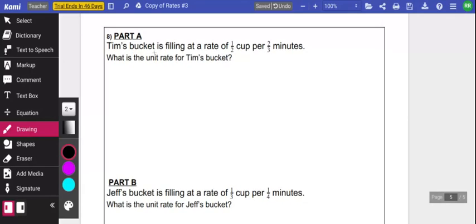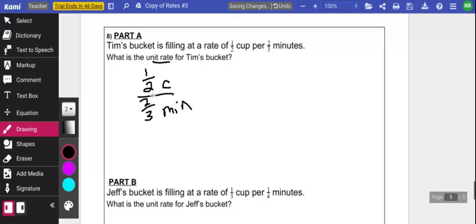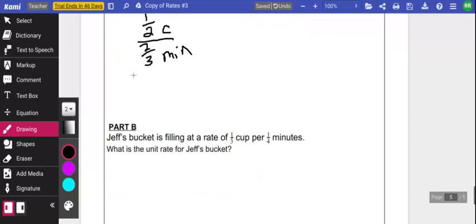Okay, part A here, Tim's bucket is filling at a rate of 1/2 cup per 2/3 minute. What is the unit rate for Tim's bucket? So I have 1/2 cup per 2/3 minute. Remember to find the unit rate. How can you find the unit rate? Take top divided by bottom, and that would give you Tim's bucket's rate.